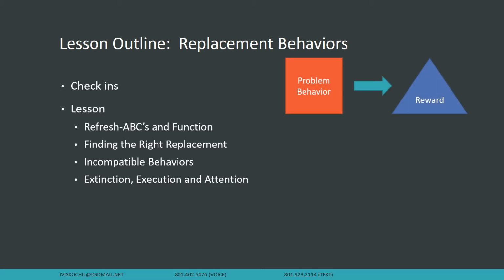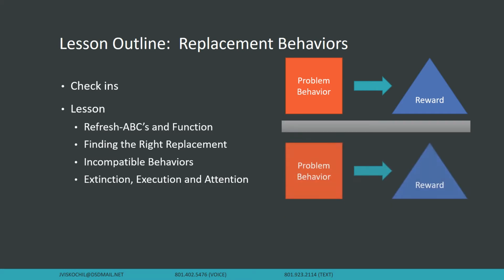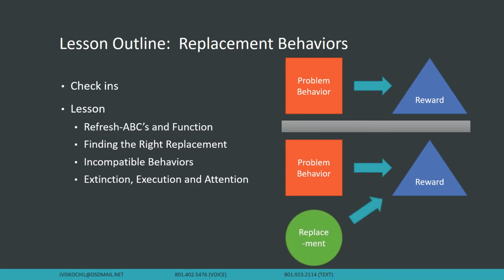Essentially, you might be struggling with a problem behavior, and when the child engages in the problem behavior, they get a reward from it. They get something out of doing that behavior. So we want to change that to where instead of engaging in the problem behavior and getting that reward, we engage in a replacement behavior and get a similar reward, or as close to the same reward as we possibly can, so that the problem behavior will eventually fade out.